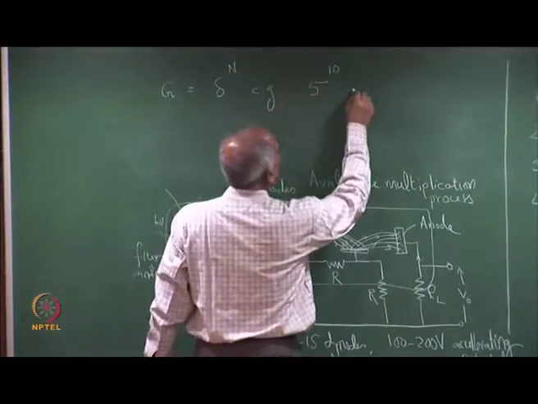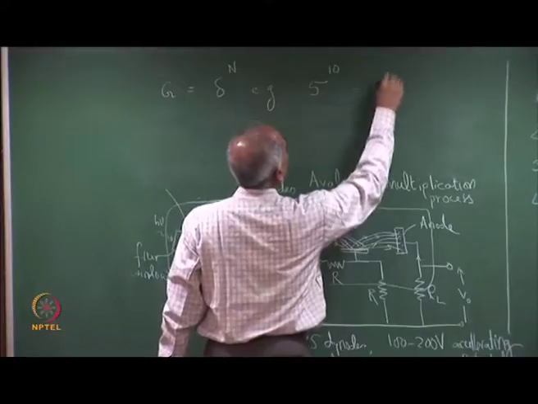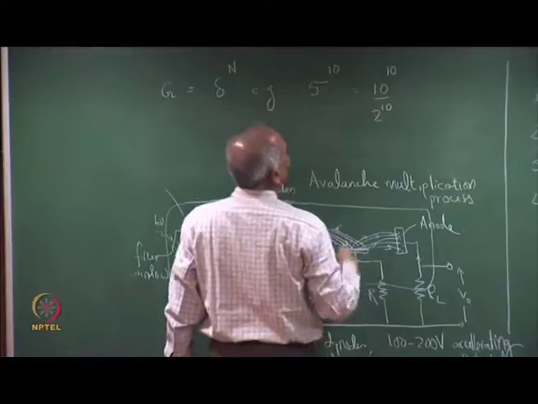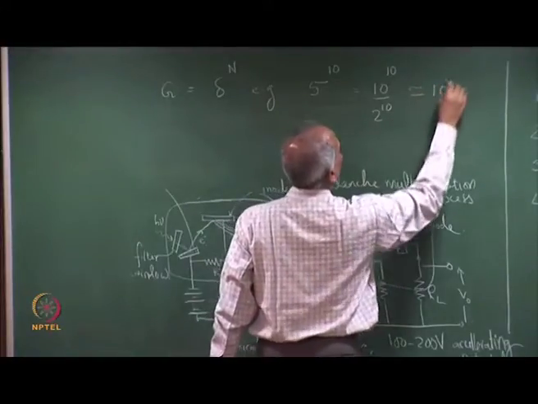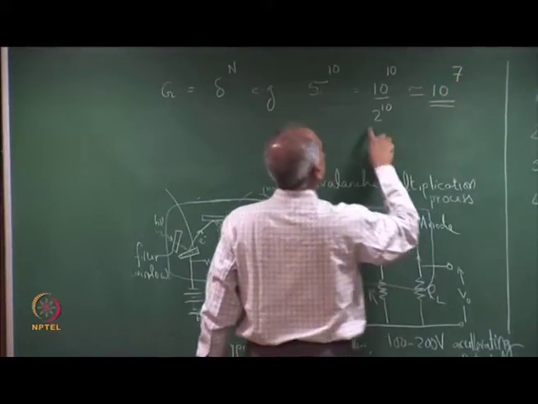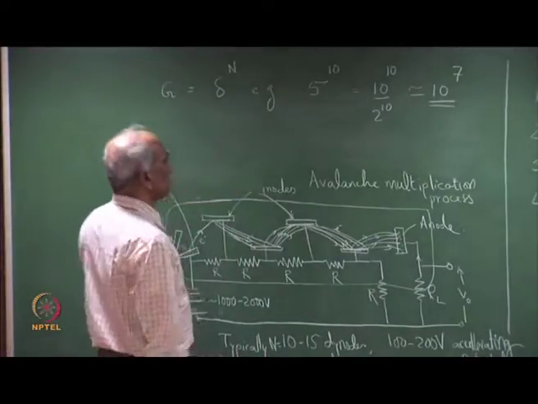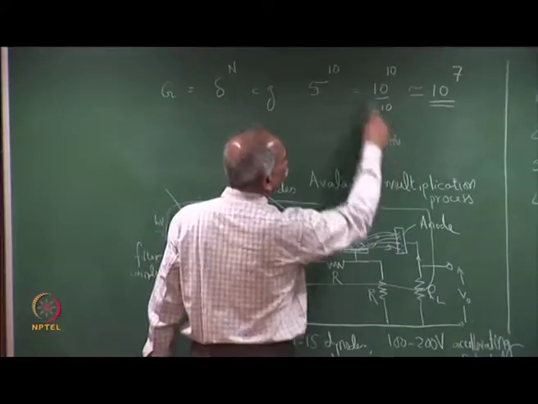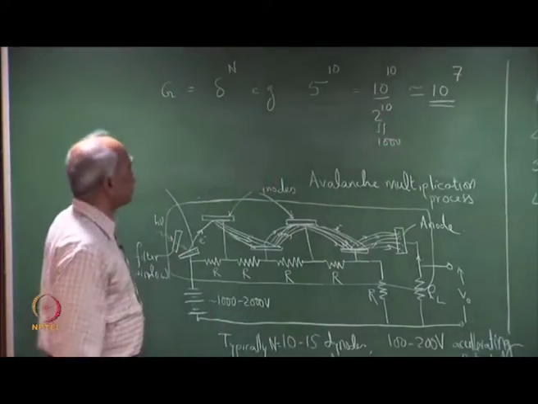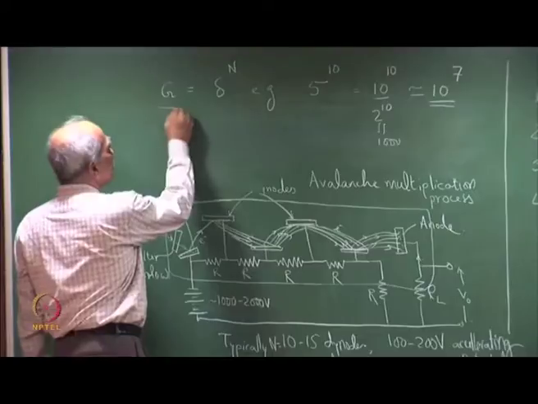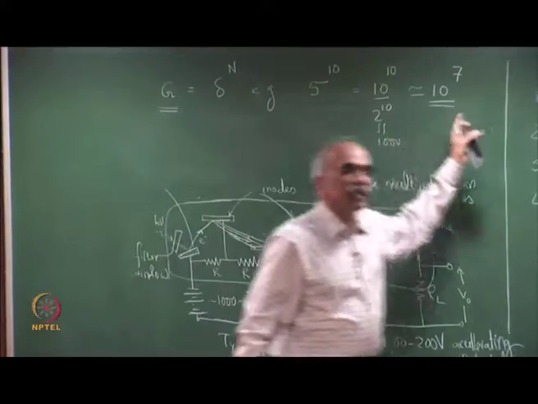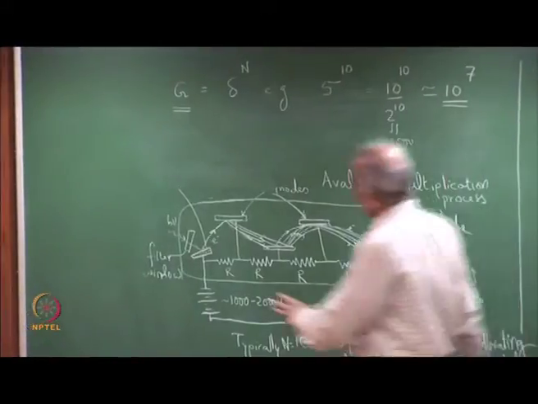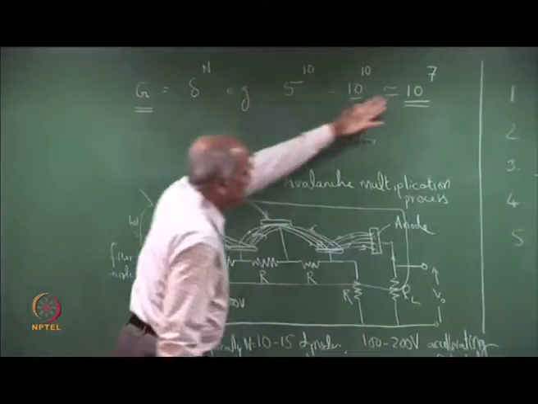So, this is nothing but 10 to the power of 10 divided by 2 to the power of 10. So, that is approximately 10 to the power of 7. 2 to the power of 10 is 1024, approximately 1000, 10 to the power of 3, and therefore, this is 10 to the power of 7. So, the current gain G is approximately 10 to the power of 7, which means we have a large current gain.